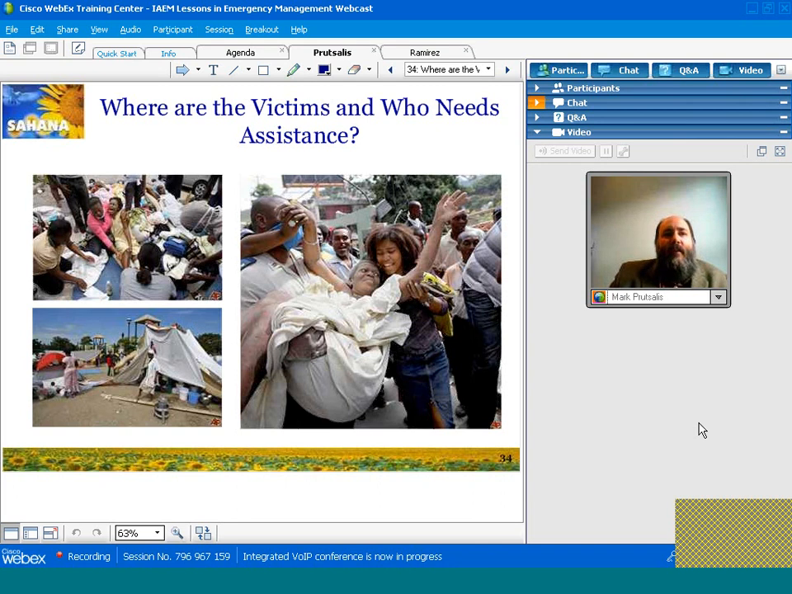So the first challenge and main area of the first two case studies is helping the victims, identifying where they are, who they are, and who needs assistance. And this is what the response phase is really about: helping the victims of disasters.